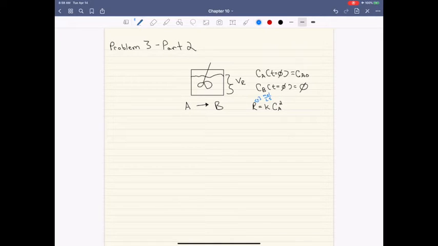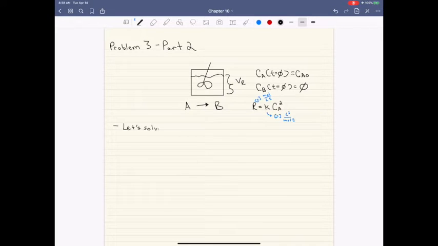Okay? And so when we were dealing with a first order reaction, that meant that the units for our rate constant were just 1 over time. But in this case, since we're dealing with a second order reaction, that means that the units for our K have to be liters per mole per time. Okay? So think about why the units have to be that way, and make sure that you're comfortable with this sort of unit analysis.